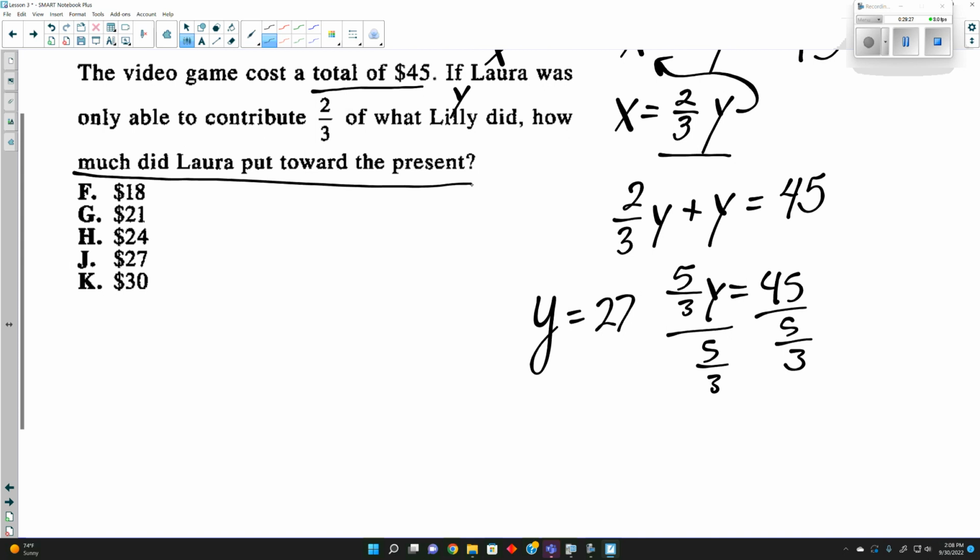How much did Laura put towards the present? Well, the whole present was 45, so 45 minus 27 is 18. So the correct answer is actually F.